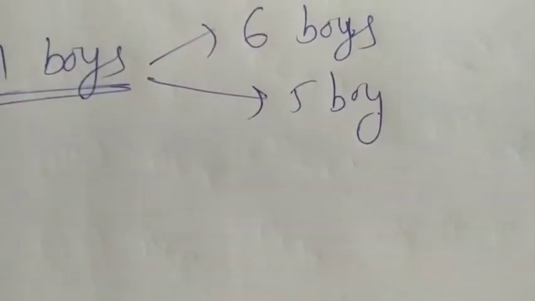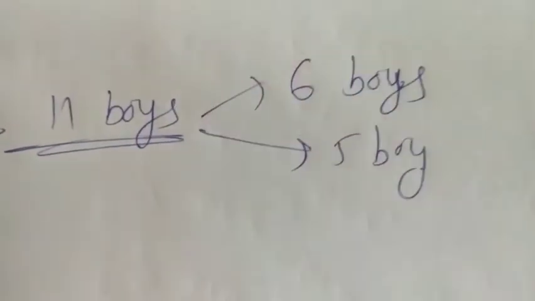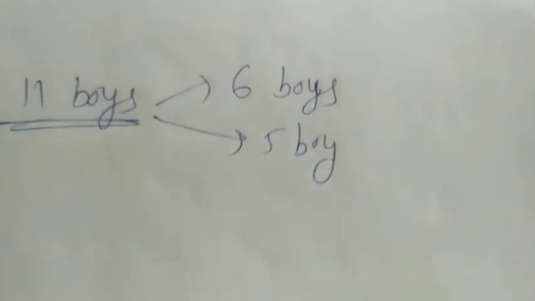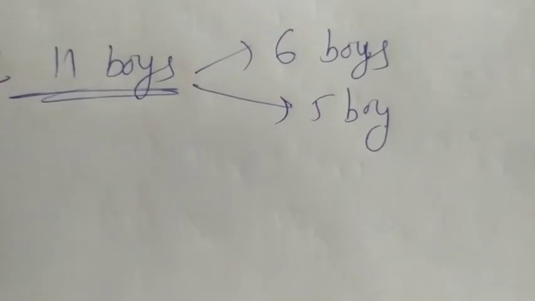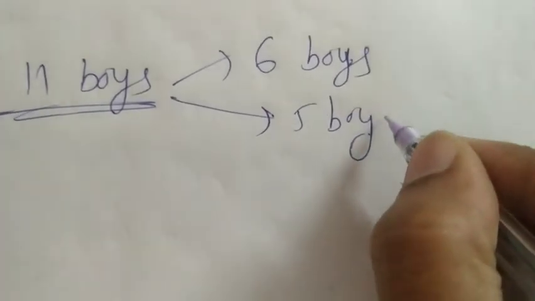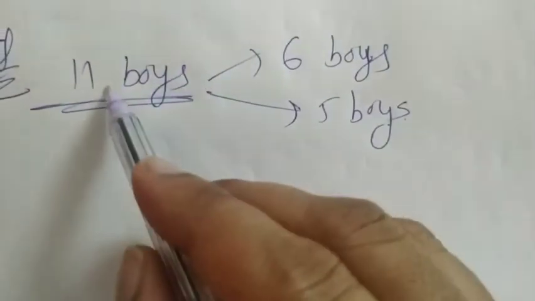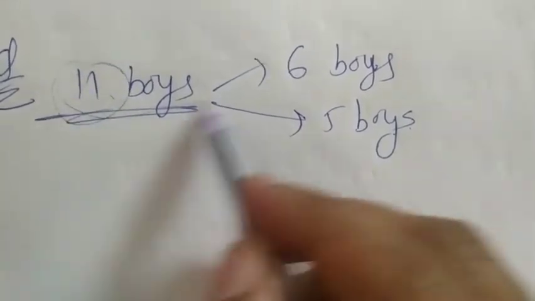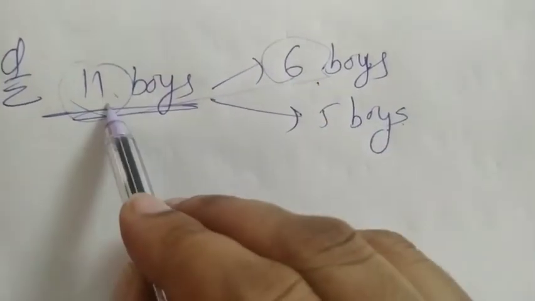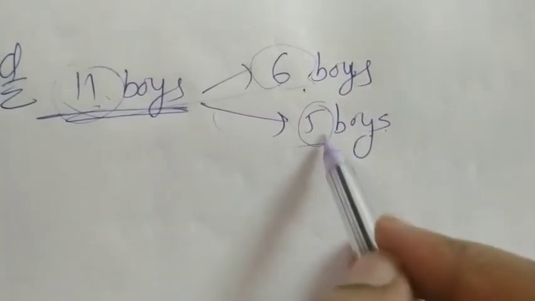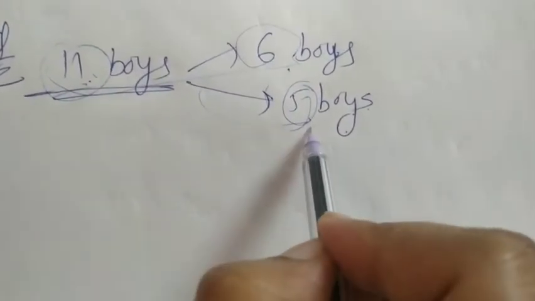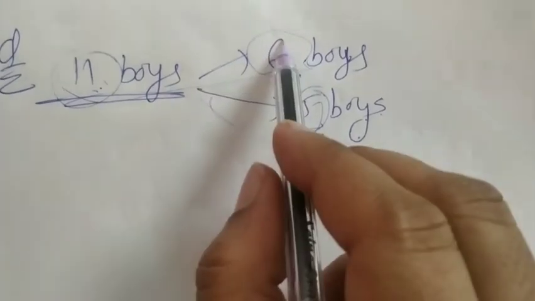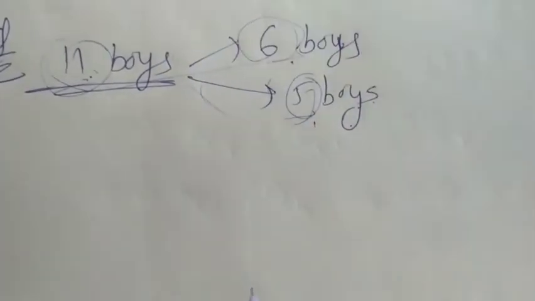In the first group we have 6 boys and in the second group we have 5 boys. It means if I select 6 boys in the first group, then the remaining will automatically create a group of 5 boys. Or if I create a group of 5 boys, the remaining will automatically create a group of 6.